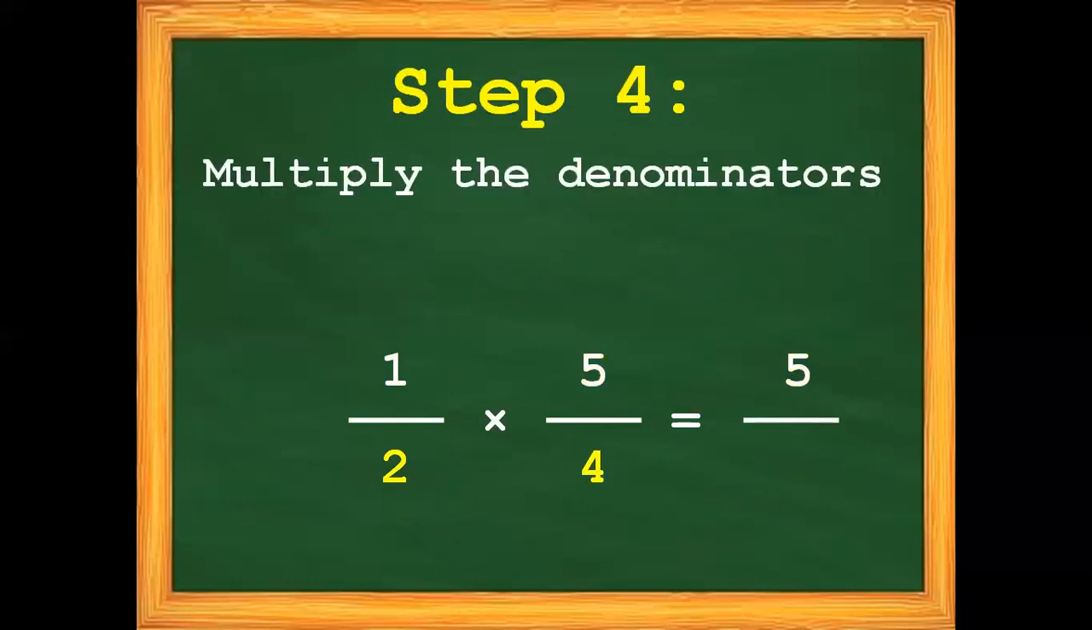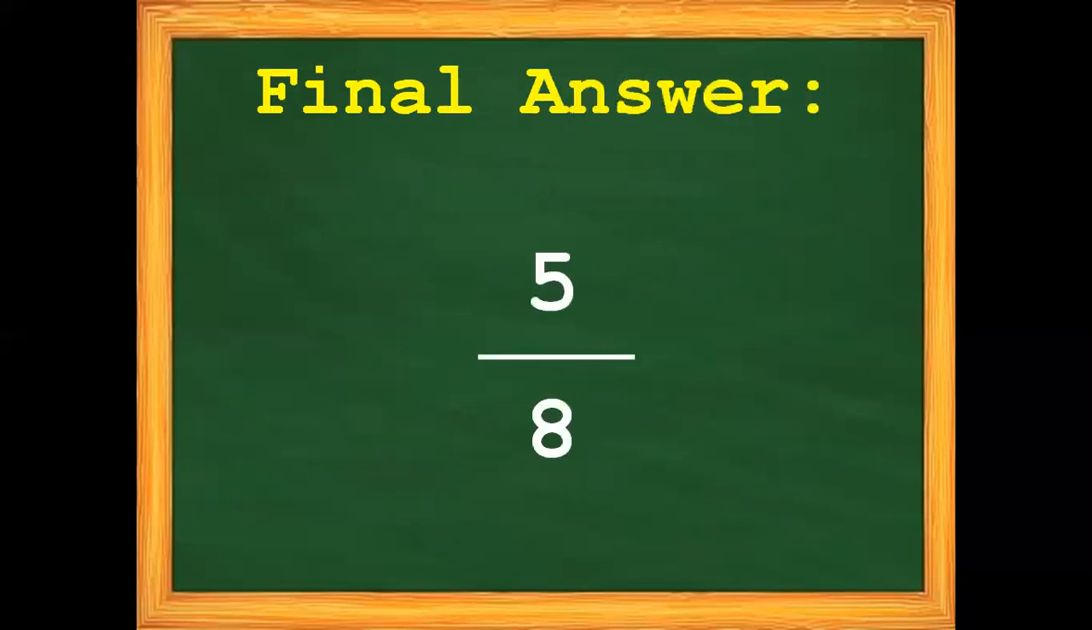Step number 4, multiply the denominators. 1/2 times 5/4. So the denominators are 2 and 4. So 2 times 4, the answer is 8. So the final answer is 5/8.